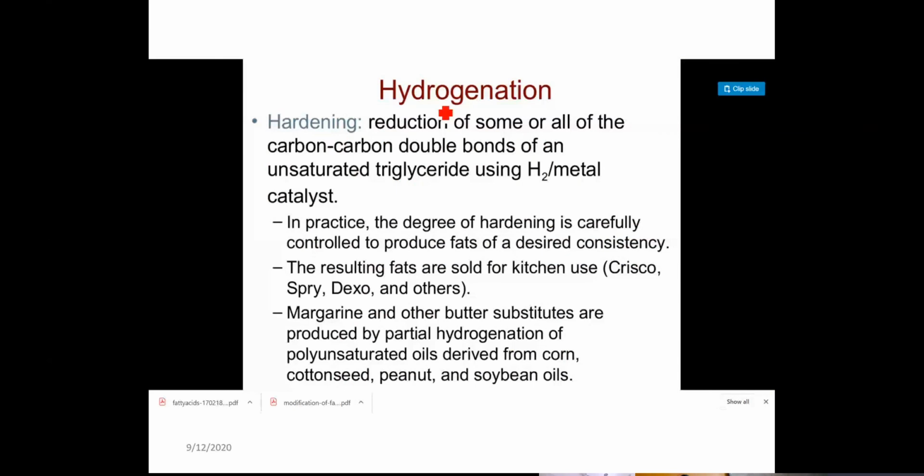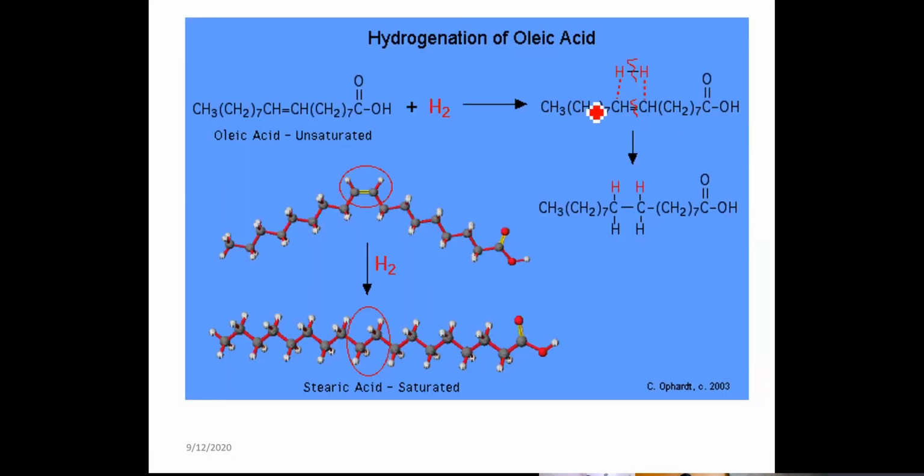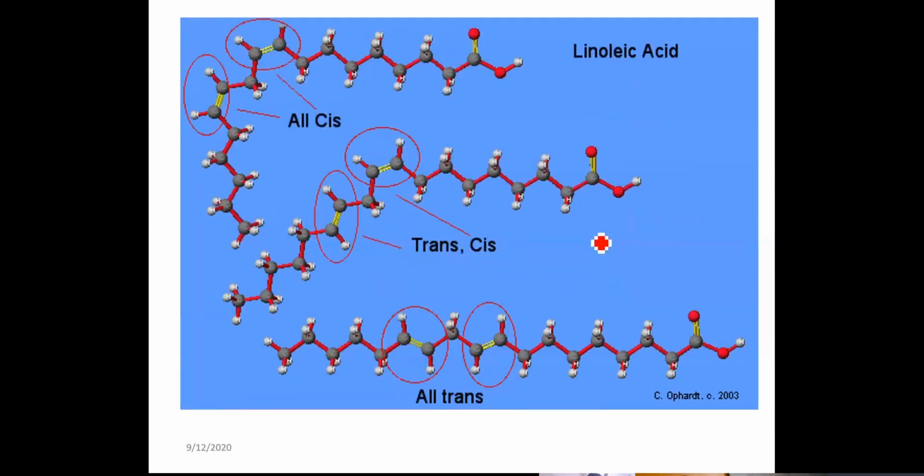So hydrogenation is nothing but the hardening of the fat, and I have already mentioned that the degree of hardening can be controlled by the addition of hydrogen. The same example I gave: if you have more double bonds, more H2 is needed, and then you convert an unsaturated fat into a saturated fat. And if there is no double bond, in a saturated fat, with the addition of hydrogen no reaction will take place.